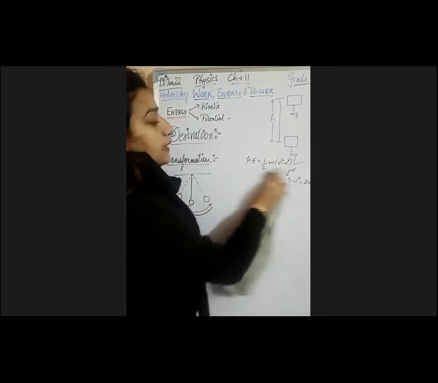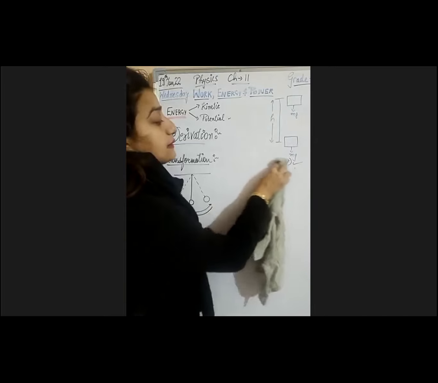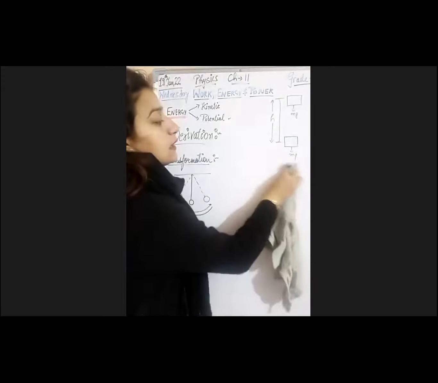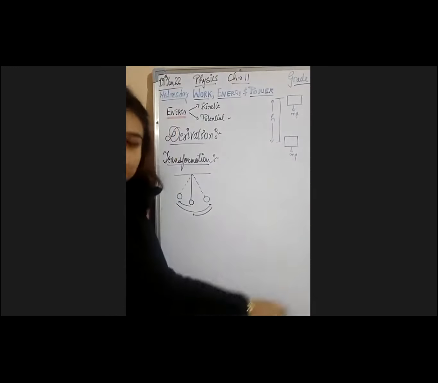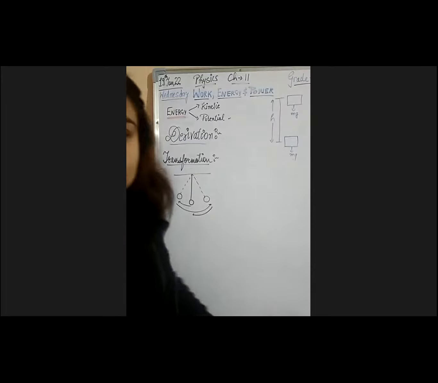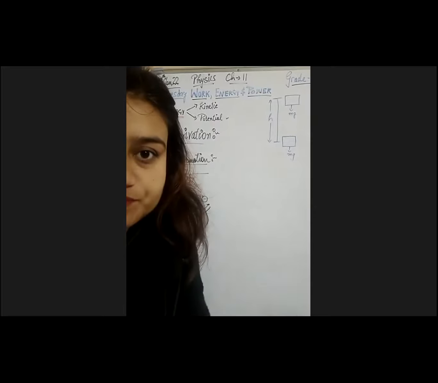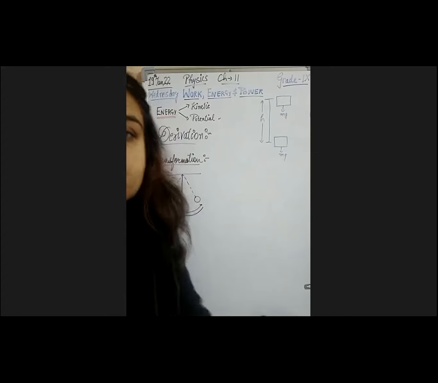So that was kinetic energy. And if initially the body is at rest, then the kinetic energy formula will be half mv square, and u will be equal to 0.